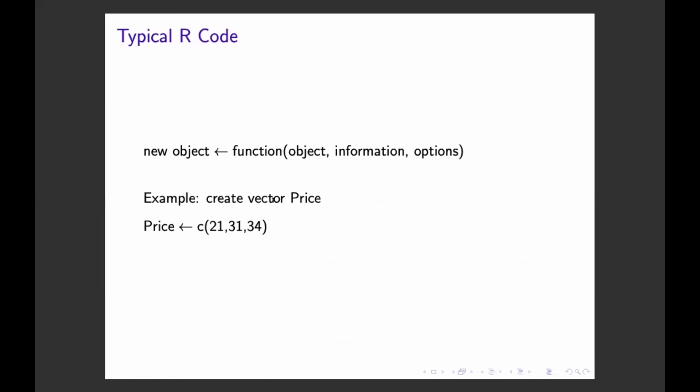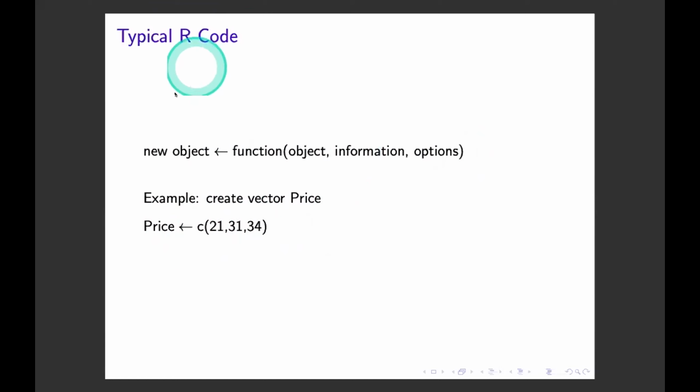Now, typical R code works like this. You create a new object. You use a function which acts on an object. There's certain information which is passed to this function related to the object, and you have certain options. An example of this is where we create a vector price, and we can assign these values 21, 31, and 34 to this vector price in this manner. And this is c, the concatenate function. So this is how typical R code works.